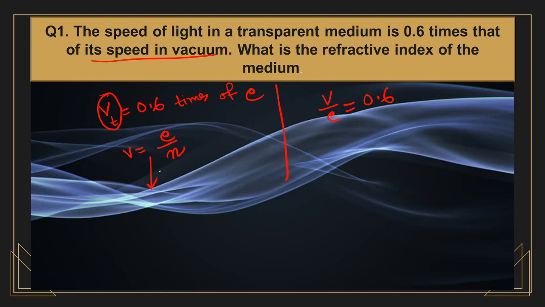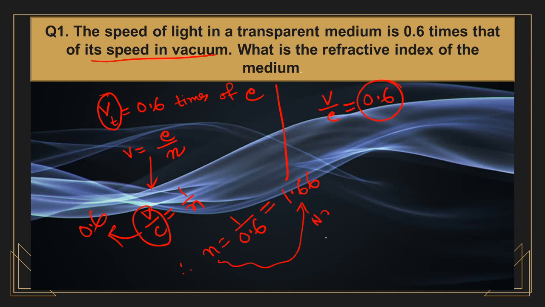So here we can use the formula v by c equal to 1 by n. v by c is given 0.6. It means n equal to 1 by 0.6 equal to, if you do it, 1.66. Remember, refractive index has no unit. Many people by mistake write 1.66 centimeter or meter. No. Refractive index is a number, only a number. That's why there should be no unit. Very easy. Let's move to our second question.